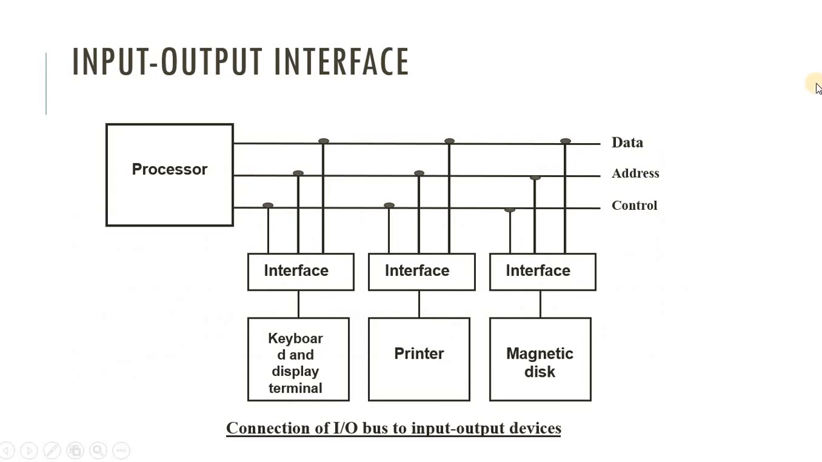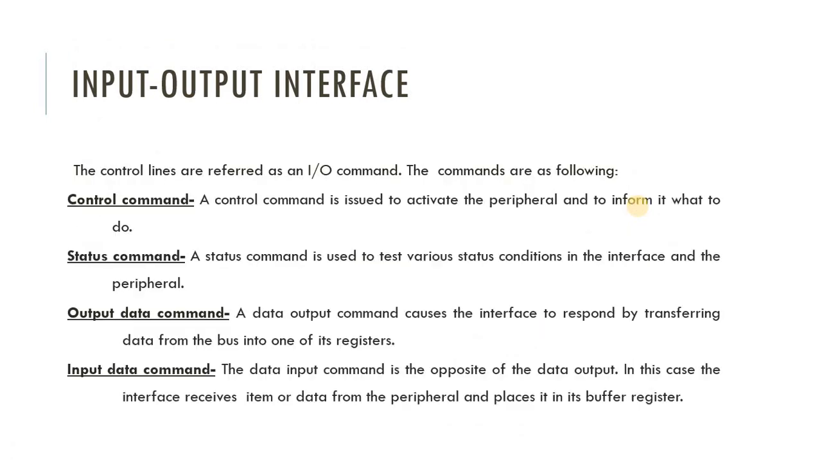So the control lines are referred to as I/O commands. As I said, these are the lines: data, address and control. These control lines have their own commands. The first is the control command. A control command is issued to activate the peripheral and to inform it what to do. There are multiple peripheral devices available, so which peripheral device we want to activate and what task we want to perform is done by the control command. The second is the status command. A status command is used to test the various status conditions in the interface and the peripheral. So to know the status of the peripheral or the processor, we use the status command.